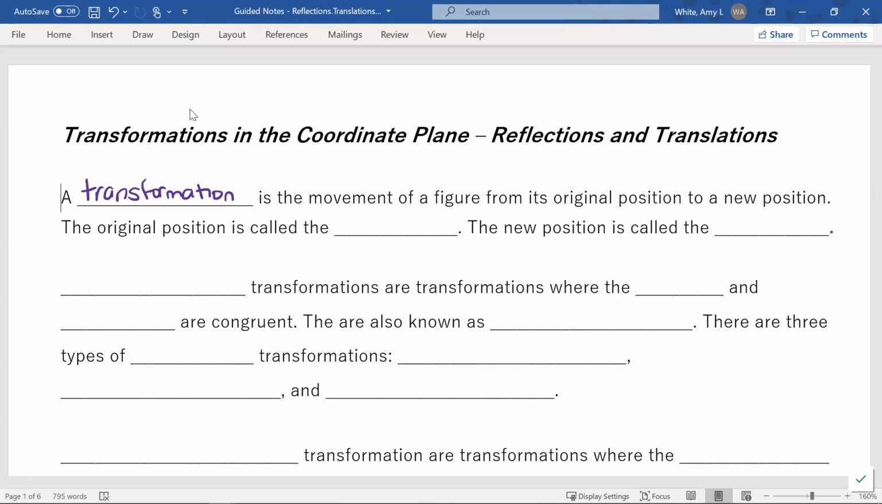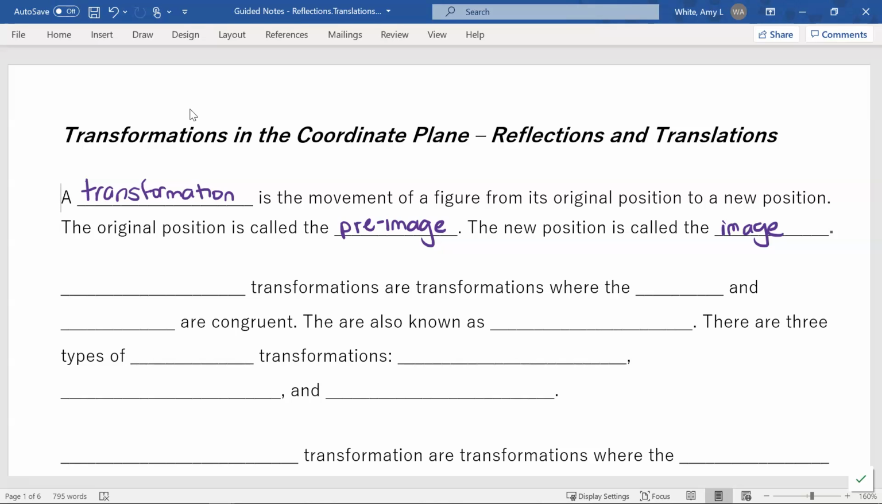We call the original position the pre-image because it's before we've done any changes. And then the new position we would call the image. So the image is the new, the original is the pre-image.